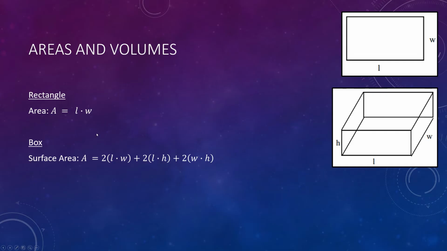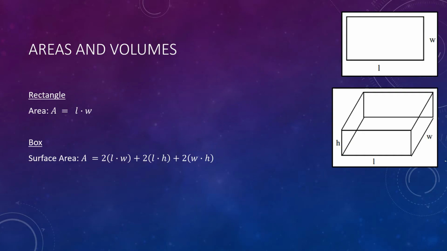But you can simplify it a little bit if you recognize that, well, the front and the back are going to be the same dimensions, the left and the right sides are the same dimensions, and the top and the bottom are the same dimensions. So you have 2 length times widths for the top and the bottom, 2 length times height for the front and the back, and you have 2 width times height for the left and right sides of the object.